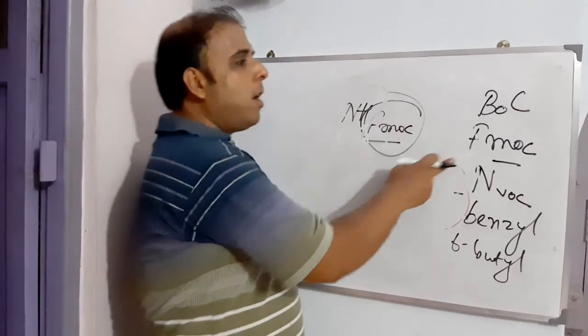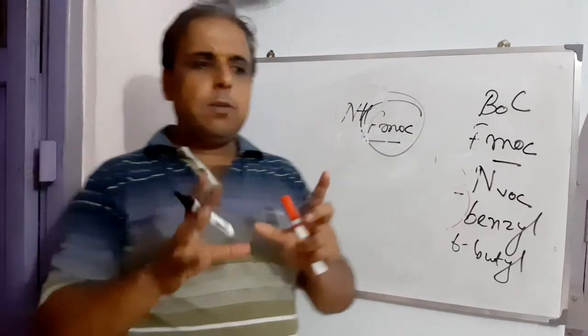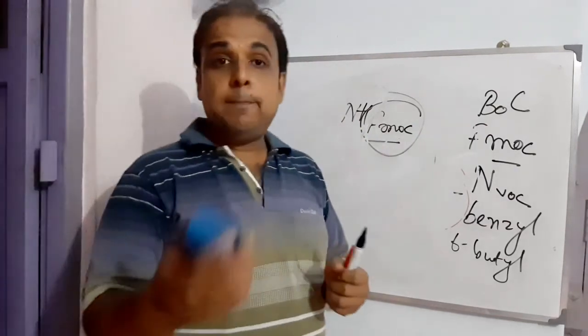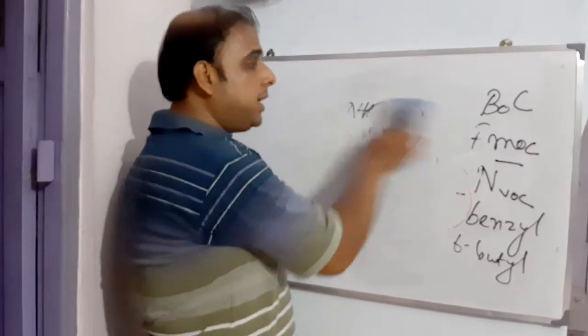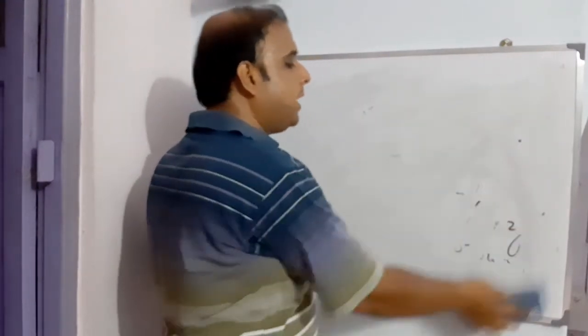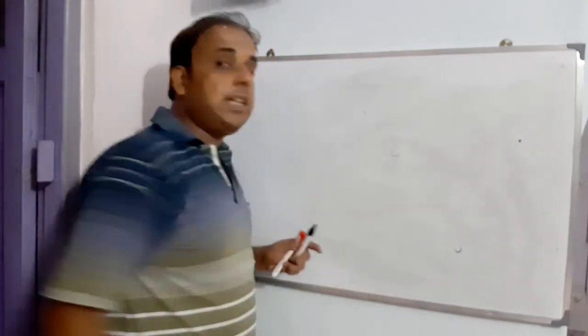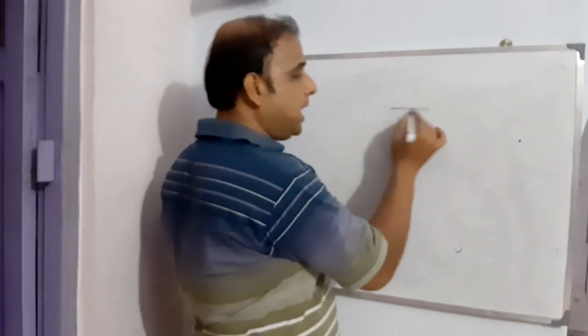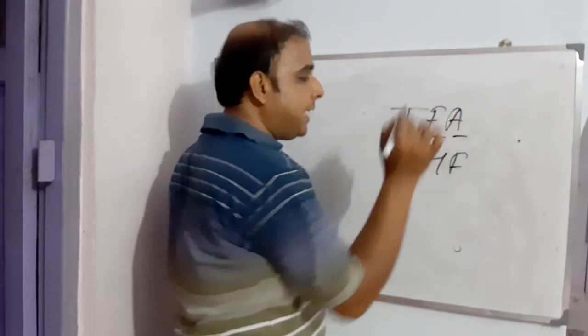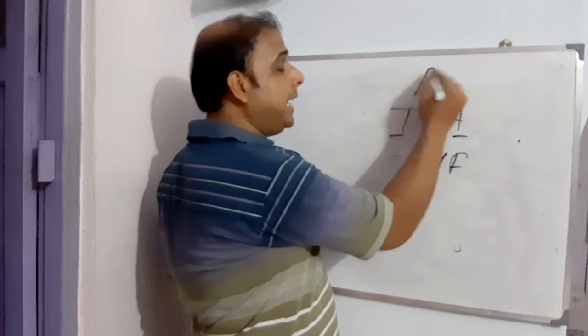So FMOC, BOC. Now the moment you are adding a protecting group, you should have a deprotecting agent as well. The deprotection has to be done. Usually the deprotecting agents used in combinatorial chemistry are found to be TFA, HF, that is trifluoroacetic acid. Sometimes they are using piperidine as well.